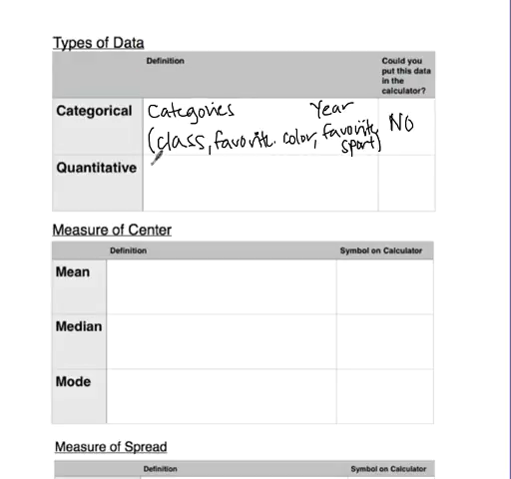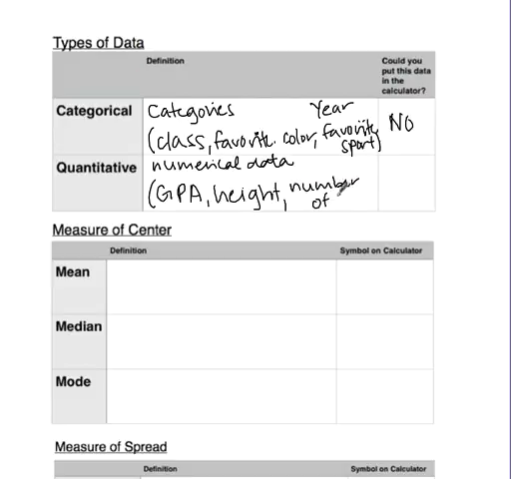Quantitative data would be numerical data. So this could be your GPA. This could be your height. This could be your number of siblings. Could you put this data in the calculator? Yes, because this is going to be data that has a number value.